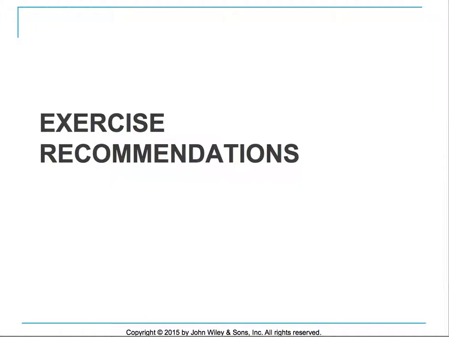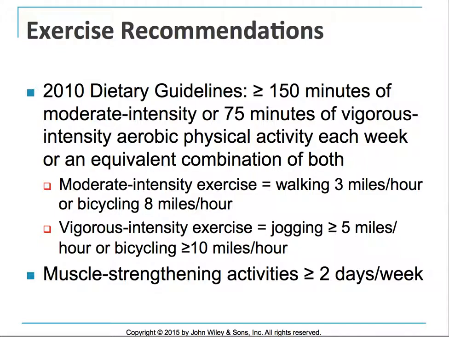All right, exercise recommendations. The 2010 dietary guidelines recommend greater than or equal to 150 minutes of moderate intensity or 75 minutes of vigorous intensity aerobic physical activity each week, or an equivalent combination of both. A good way to remember this, I like to just remember the moderate intensity piece. So 150 minutes of moderate intensity physical activity a week is equal to 30 minutes a day, Monday through Friday. So you can think 30 minutes times 5 days is 150.